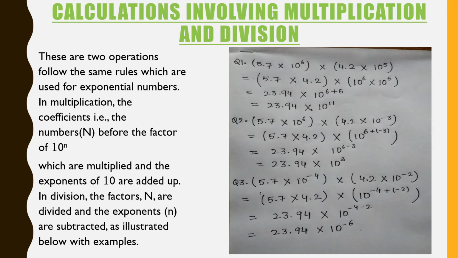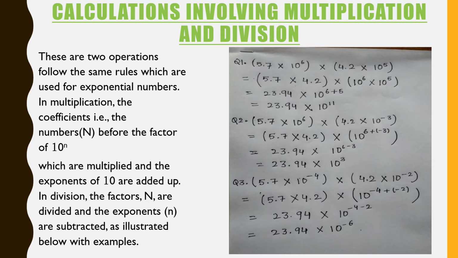Similarly, for the second question, 5.7 into 10 to the power 6 is multiplied with 4.2 into 10 to the power minus 3. Again here the numbers are the same but the exponents are different, 10 to the power 6 and 10 to the power minus 3. So when we add up the exponents, 6 plus minus 3, we are getting 10 to the power 3. So we are getting the answer 23.94 into 10 to the power 3.